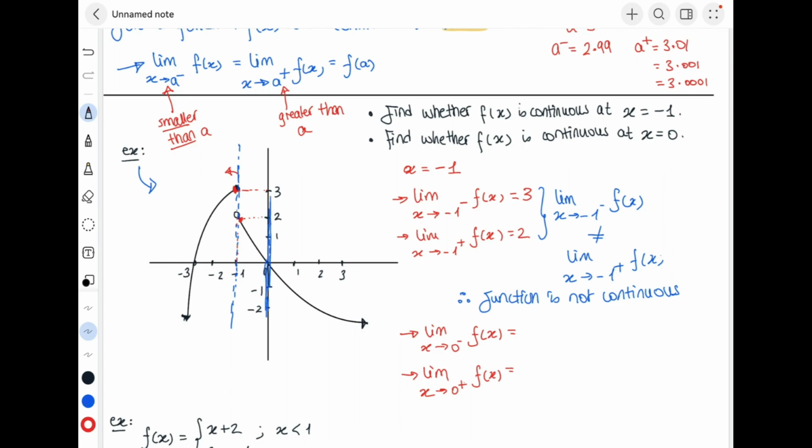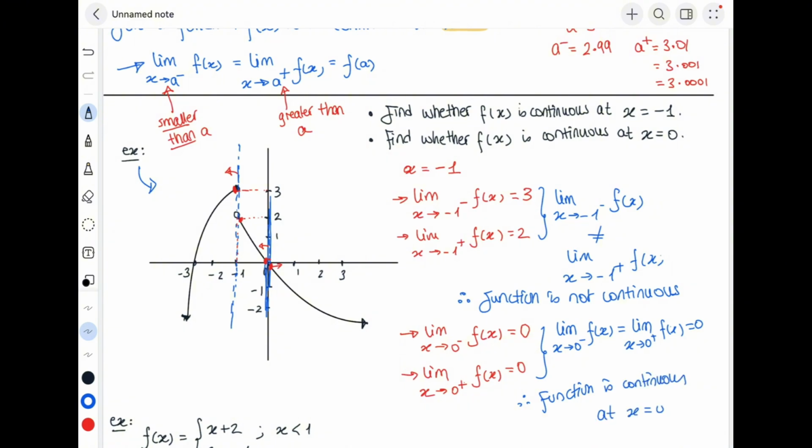Limit as x tends to 0 minus means from the left side, approximately here. So our value here is 0. We're looking at the y value. And now, limit as x tends to 0 plus, which means from here, which is that point, which is also 0. So our limit as x tends to 0 minus of f of x is equal to our limit as x tends to 0 plus of f of x, which is equal to 0. Then our function is continuous at x equal to 0.